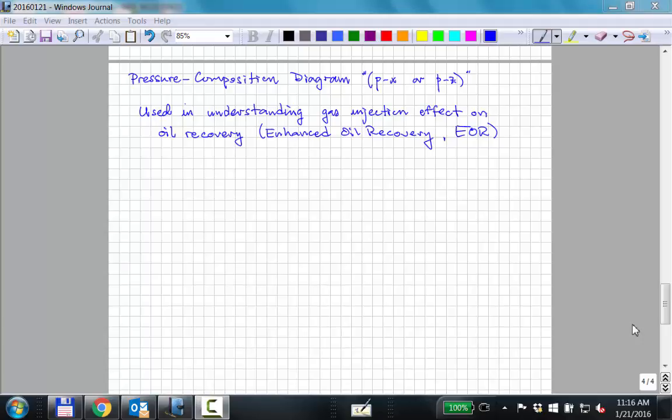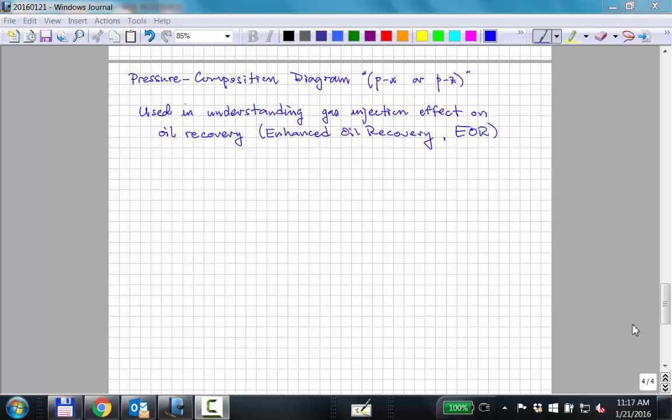Okay, so the last diagram, that phase diagram that we're going to look at is called a pressure composition diagram. Sometimes referred to as a PX, X meaning oil composition, or PZ more correctly, representing some total composition. And the diagram is typically used in understanding gas injection, the effect of injecting gas on oil recovery.